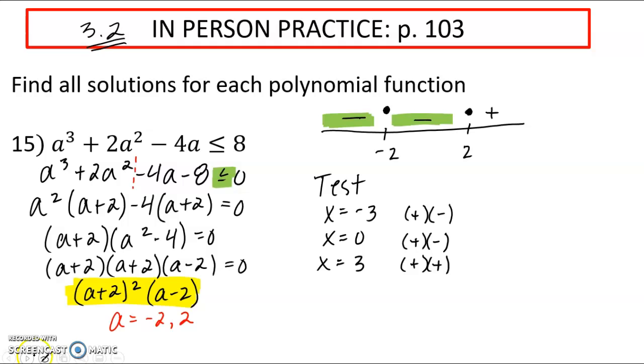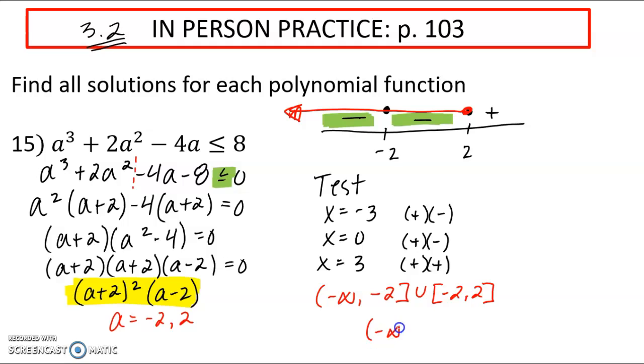So in class, the conclusion that a lot of students came up with was negative infinity to negative 2, hard bracket, and the union with negative 2 to positive 2. Although that's not incorrect, if we were to graph the solution set, it would actually be all values less than or equal to 2. So we talked about negative infinity to positive 2.